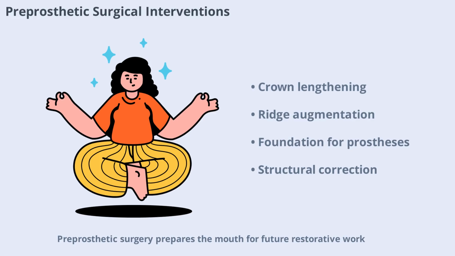Pre-prosthetic surgery prepares the mouth for future restorative work. Procedures such as crown lengthening and ridge augmentation are performed to create a suitable foundation for prostheses. Crown lengthening exposes more tooth structure, facilitating the placement of crowns or bridges.